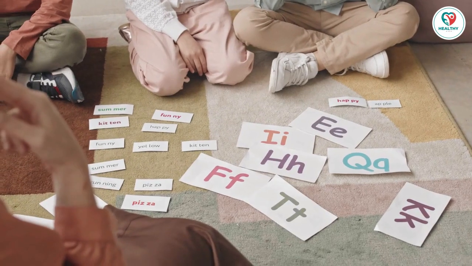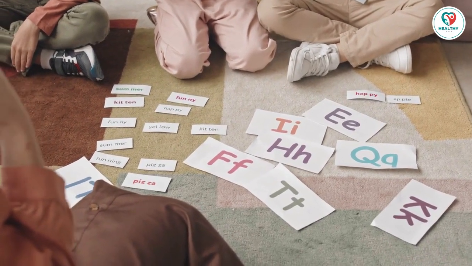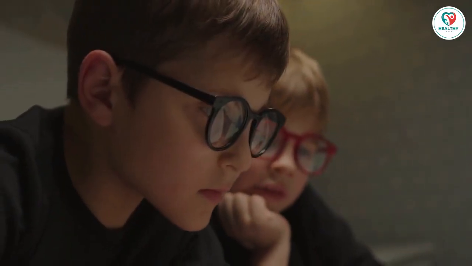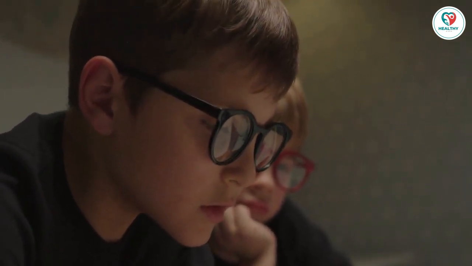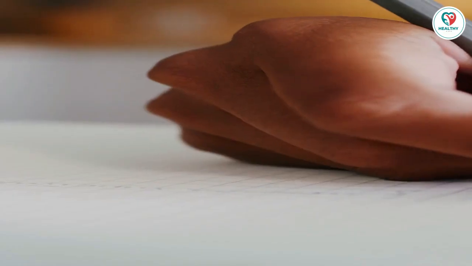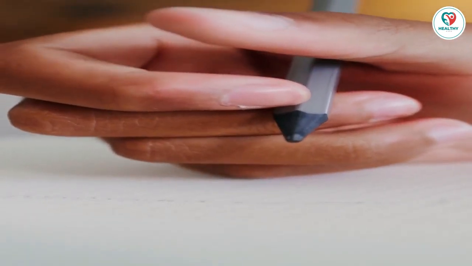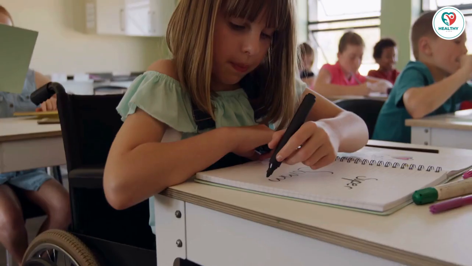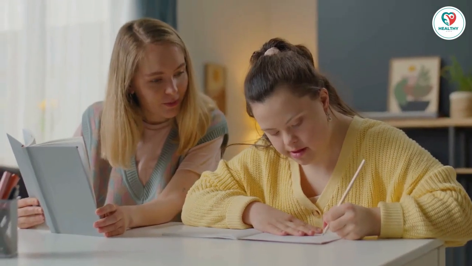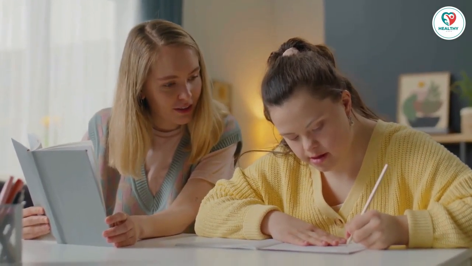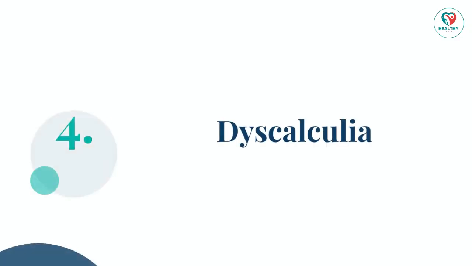Dyslexia: perhaps one of the most well-known learning disabilities, dyslexia affects how a person processes language. This can make reading and writing difficult, and it often causes issues with grammar and comprehension. Many children with dyslexia also have trouble expressing their thoughts clearly during conversations. Dysgraphia: this is a writing disorder. People with dysgraphia often have messy handwriting, trouble with spelling, and difficulty organizing their thoughts on paper.